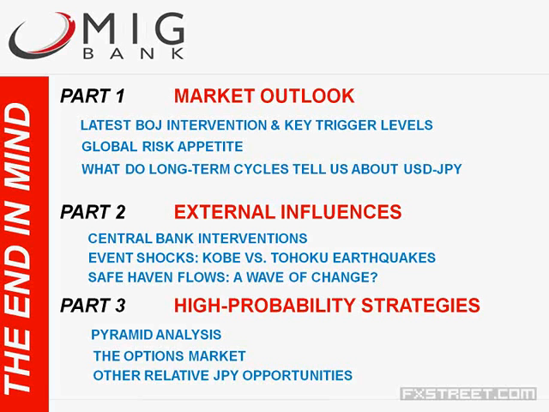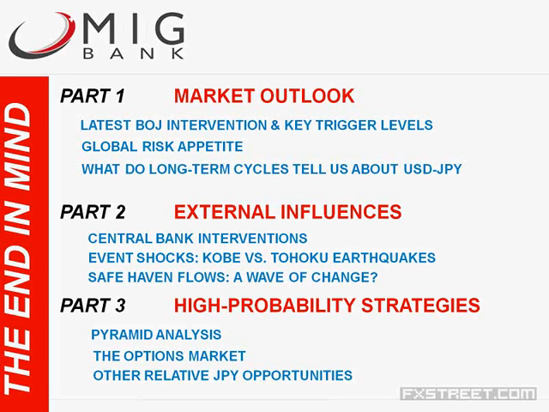So external influences is a key area that I wanted to dedicate in part two, where we discuss central bank interventions. I'm going to take a quick glance into history at a few central bank interventions by the Bank of Japan and the Ministry of Finance, just to see how successful interventions have been in the dollar-yen market. Then I want to discuss event shocks, the earthquakes in Japan, Kobe in 1995 versus Tohoku, and say a little bit about psychologically what these big catastrophe events, unfortunate as they are, do to the market generally speaking.